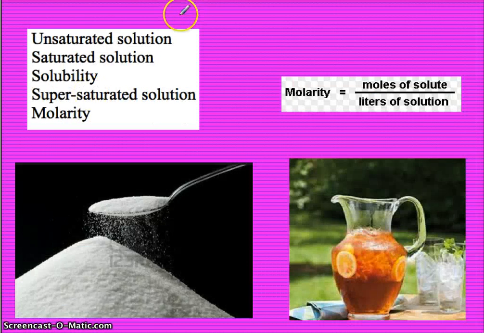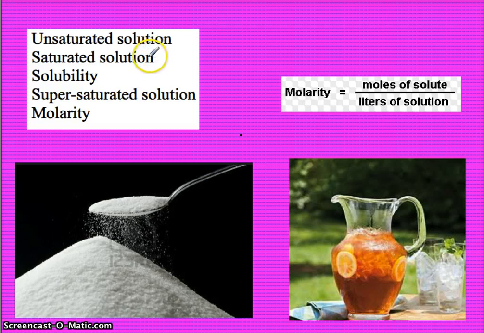Now I can go to this back page. A solution that is unsaturated is a solution that can dissolve more solute. If this tea here can get more sugar into it, then it is unsaturated. So if you don't put much into it, it's unsaturated. But we all know that you can only put so much sugar into tea. And at that point where you cannot put any more under normal conditions, then it is considered saturated. Naturally, you'll find more unsaturated solutions than saturated solutions.